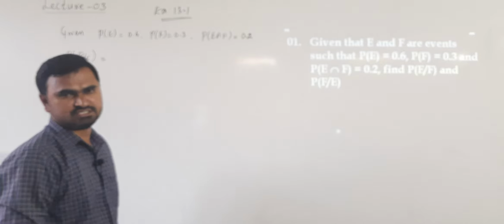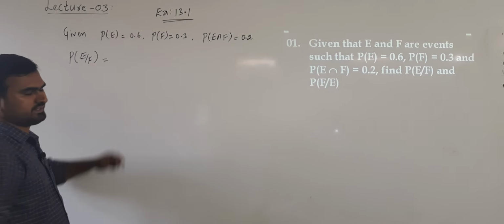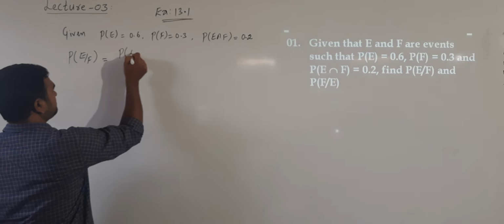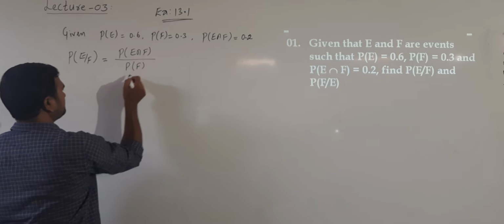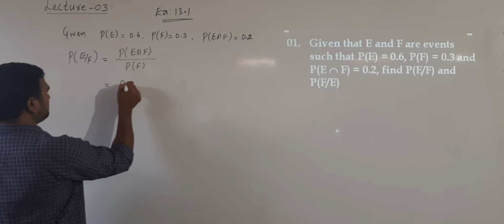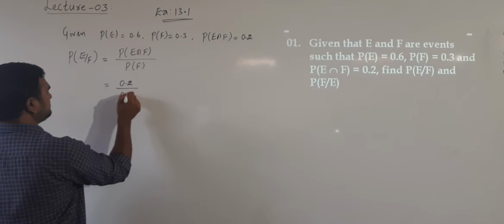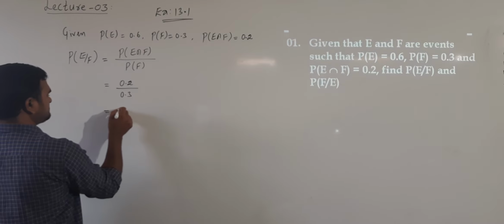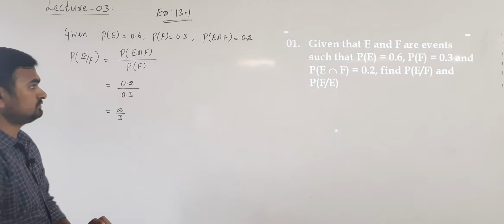By definition of conditional probability, how can you write P of E given F? It is probability of E intersection F divided by probability of F. Numerator is given, 0.2, divided by P of F, which is 0.3. The decimal we can cancel, so 2 by 3. Required probability is 2 by 3.